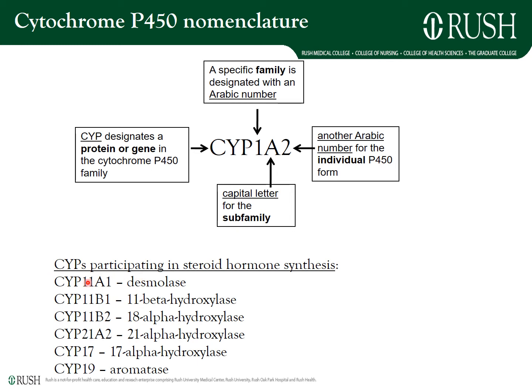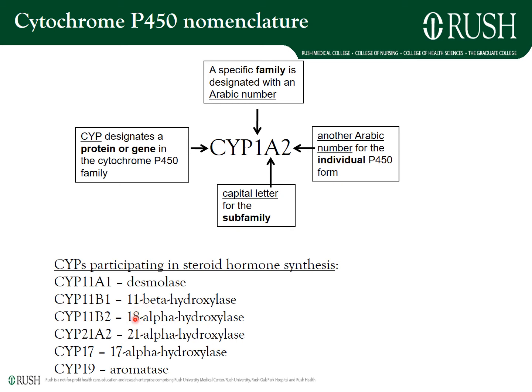You see that some of these enzymes have specific names. CYP11A1, a concrete enzyme, which I will talk about in a second, is called desmolase. This is the rate-limiting committed step of steroid hormone synthesis. And CYP19 is aromatase. In between, we have CYP11B1, which is 11-beta hydroxylase. The other member, the B2, is 18-alpha hydroxylase, and CYP17 is 17-alpha hydroxylase.